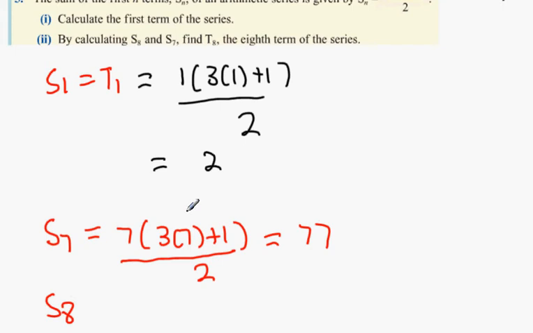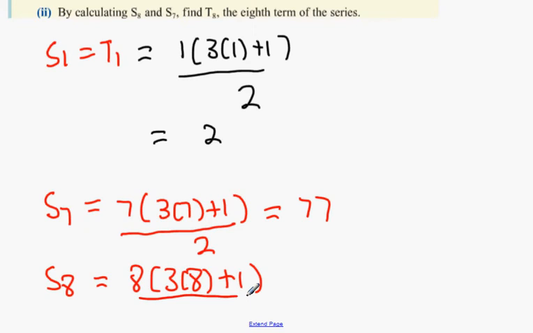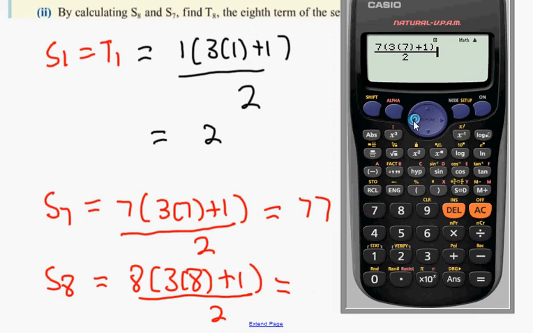S8 is the same thing. Anywhere you see n, put in 8. So you're going to end up with 8 times (3 times 8 plus 1) divided all by 2. Okay. So anywhere I see a 7, I should replace it with an 8. It's the same sum as last time. And what comes up is we get 100.